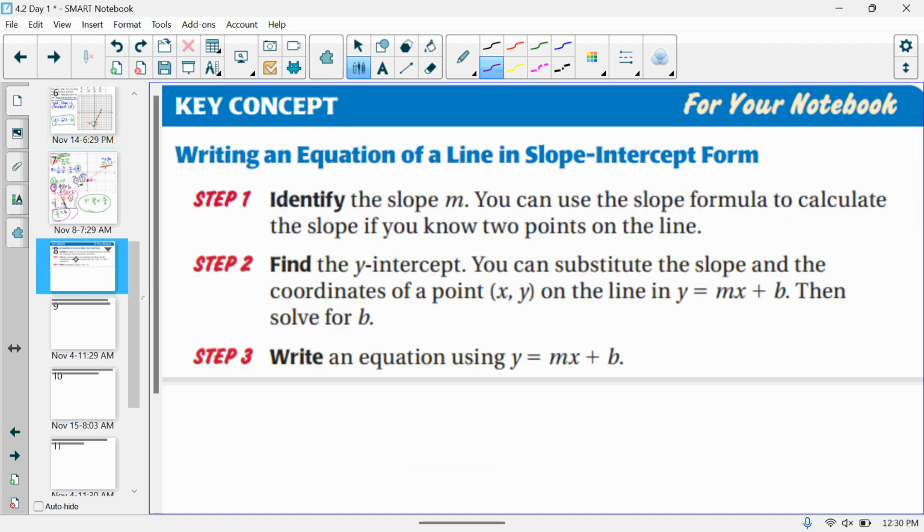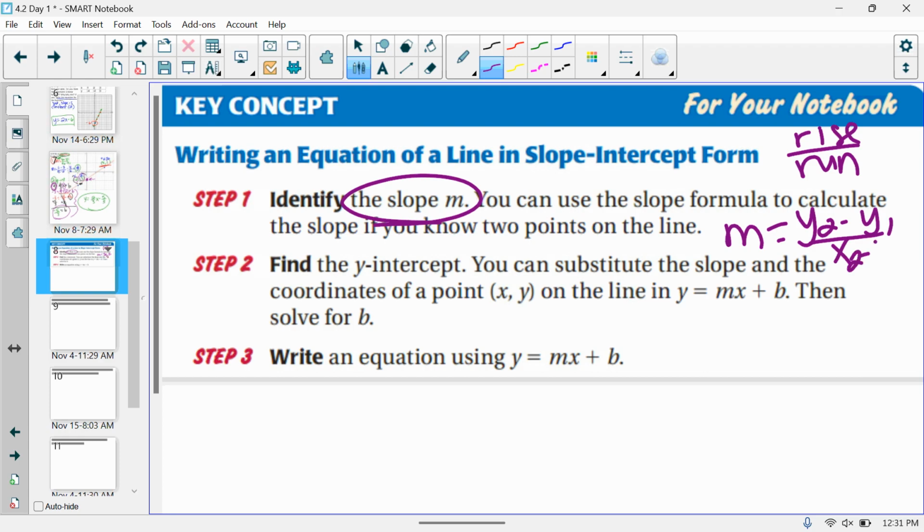Okay? So listen, this slide on your notes kind of summarizes everything we just did because it's a process and it's the same steps every time. If we have to write the equation of a line, the first thing we're always going to have to do is find the slope. There's a couple ways you can do that. Sometimes it's rise over run if you have a picture, right? Or sometimes we have to do the formula, y2 minus y1 over x2 minus x1.